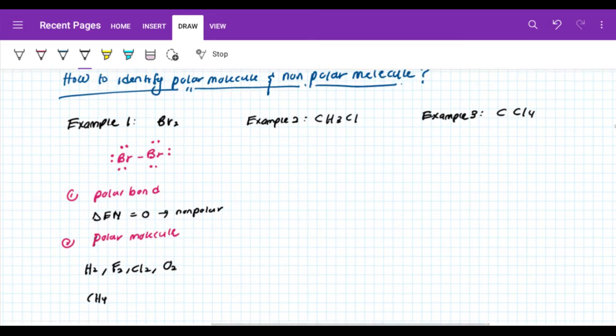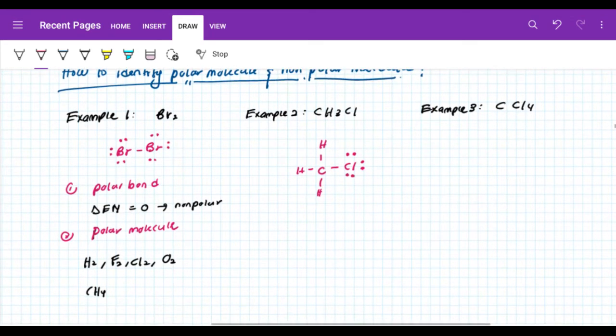Okay, example 2, CH3Cl. Carbon at the center, with hydrogen, hydrogen, and Cl. In this case, the electronegativity difference between hydrogen and carbon is 0.4, so this is a non-polar bond, but between carbon and chlorine, this is a polar bond. You can refer to the table. Yes, of course, it is a polar bond.